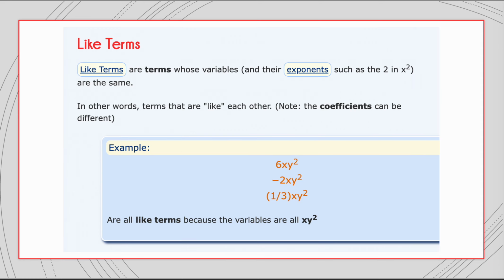Next, like terms. Like terms means they need to have the same letters and the same matching power. So those are the two requirements. Now take a look at this example. You have 6xy squared, negative 2xy squared, 1/3 xy squared. Now the question is, do you consider all of them to be like terms? And I say yes, because you have the same letters and the y has the same power. So that part is the same. Even though the coefficients are all different, the xy squared is the same in all three of them. So we treat those as like terms.